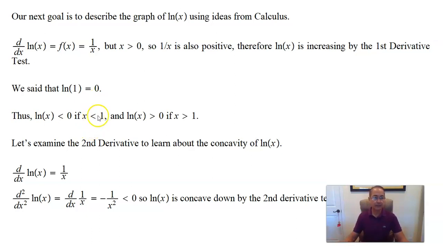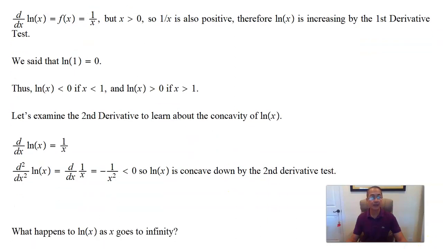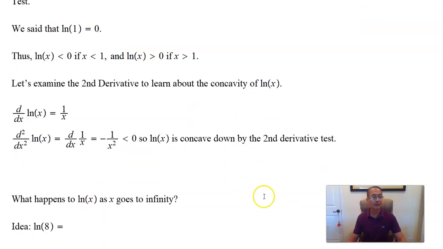So that tells us that because our function is increasing, ln of x must be negative if x is between 0 and 1, and ln of x must be positive if x is bigger than 1. Now what about the second derivative? The first derivative is 1 over x. Second derivative, power rule, that's x to the minus 1. Drop the power, so minus 1. Subtract 1 from minus 1, and we get minus 2, not 0. So the second derivative is negative 1 over x squared.